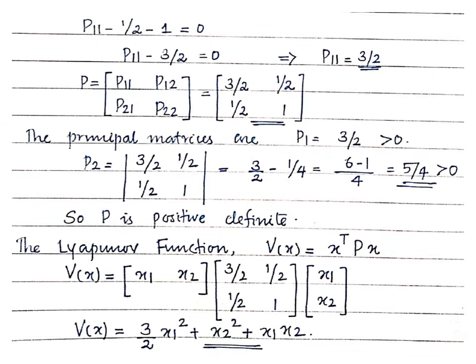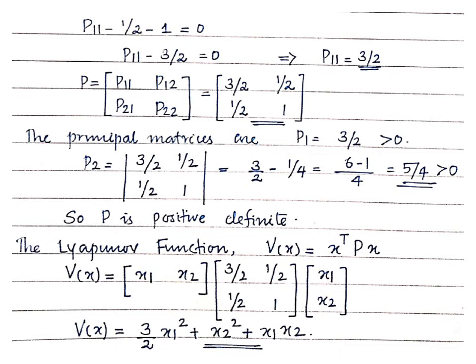Then we can write the matrix P, and we have to find the sign definiteness of particular matrix P by taking principal matrices P1 and P2. Both determinants are positive, so we can say that P is a positive definite matrix. Then we have to write the Lyapunov function.